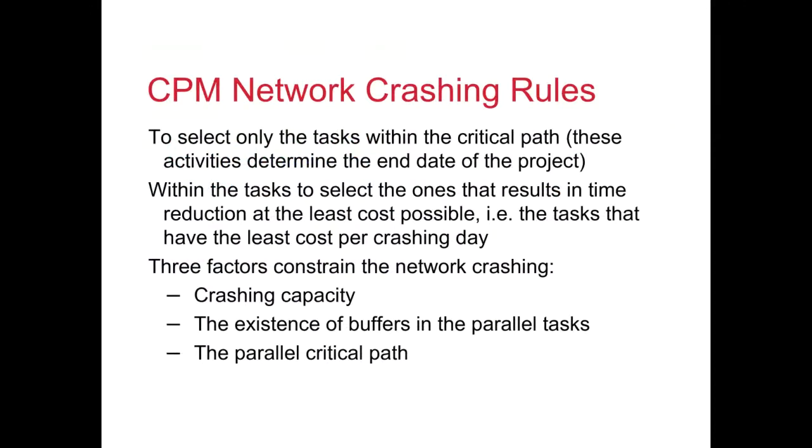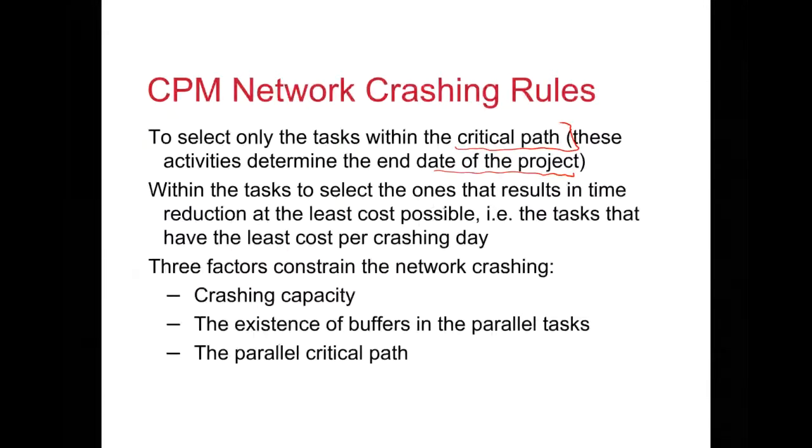Right. So how do we crash a CPM network? Basically, this tells you the heuristics. We will do an example which will make things a bit clearer. You select only the tasks within the critical path. These activities determine the end date of the project. So if you are given an opportunity to crash an activity, there is no point in crashing a non-critical activity because that is not going to reduce your overall project duration. So this is the first important aspect. It has to be a critical activity.